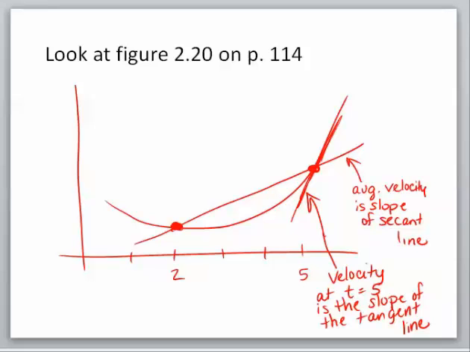So average velocity or average rate of change is the slope of the secant line. It occurs over an interval, maybe from 2 to 5. Average velocity and average rate of change are both the same words, and can be described using the slope of this line. However, if I talk about the velocity at a certain time, that's talking about the tangent line to the graph. Or if I say instantaneous rate of change, that's talking about the tangent line to the graph.